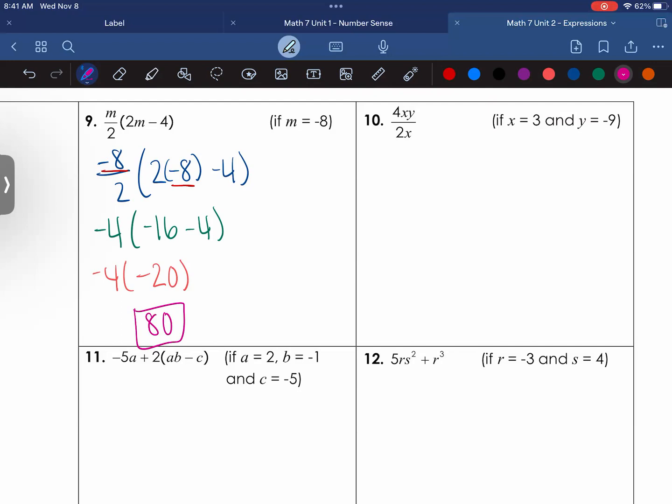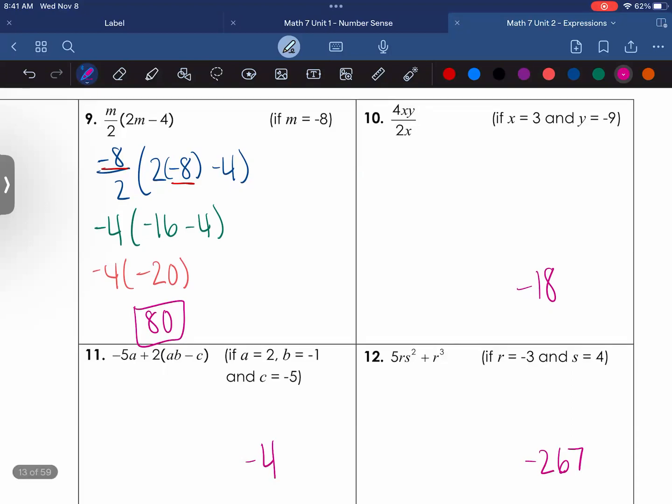Okay, you should have tried 10, 11, 12 on your own. So number 10 should have gotten -18. Number 11, you should have gotten -4. And number 12, -267. You can always use a calculator, but you do need to show your work. So make sure you know how to set up these problems and you know which steps to take. All right, moving on.